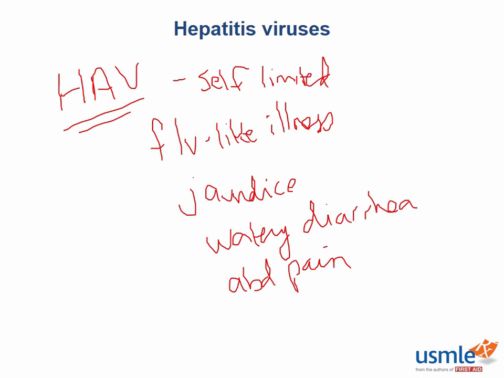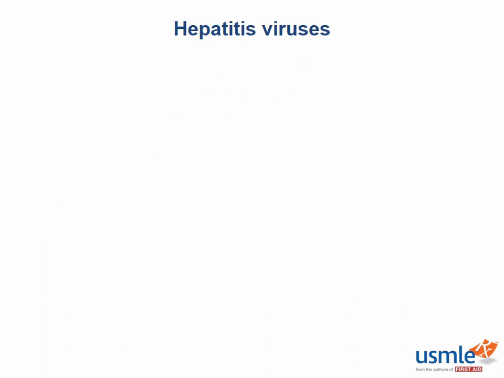However, it's important to know that in acute hepatitis A infection, we see extremely high levels of AST/ALT, up into the thousands. So it's a self-limited infection that causes a flu-like illness with watery diarrhea, abdominal pain, as well as jaundice, and it causes an acute elevation in AST and ALT levels into the thousands. There is a hepatitis A vaccination that's recommended for all children, patients with chronic liver disease, people that are traveling to high-risk countries, and those that live in high-risk communities.